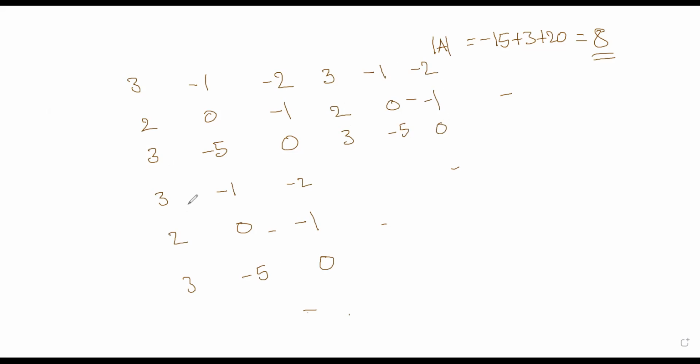Next, 3 minus 1 minus 2, same thing you had, right? 2 0 minus 1, again, and 3 minus 5 0. Now you have written this. Clear? Up to here is clear. Whatever the matrix is, you have to make 3 copies, like that you make it a big square kind of thing. Got it?